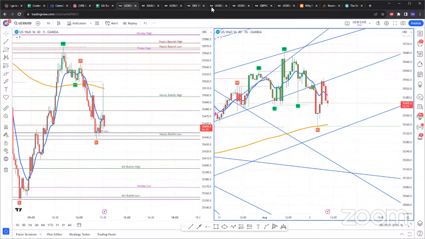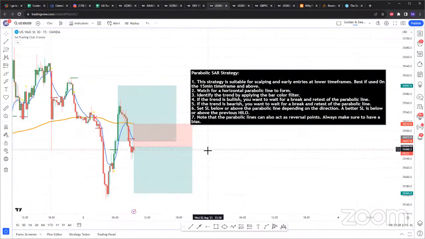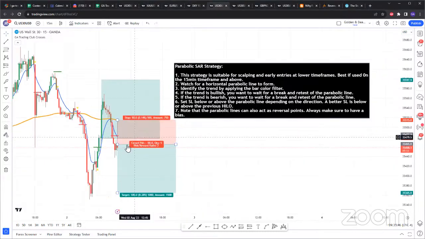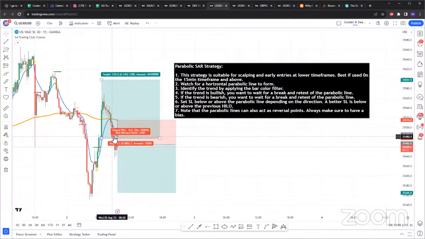Based off of this parabolic, and I'll go over it more, this might be a scalp to try out. The key, and I'm gonna go over the strategy after a couple more people enter, but this would be a nice sell setup, because you have this parabolic arrow right here.